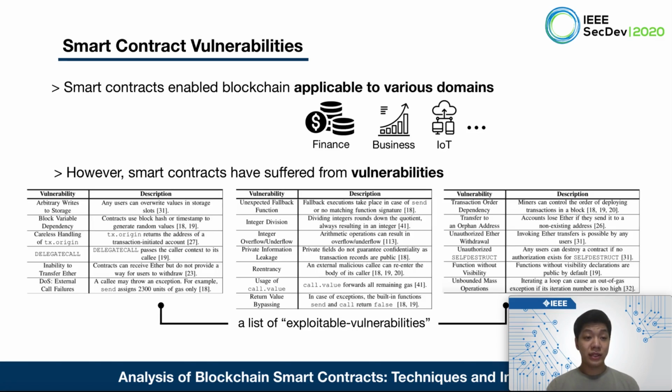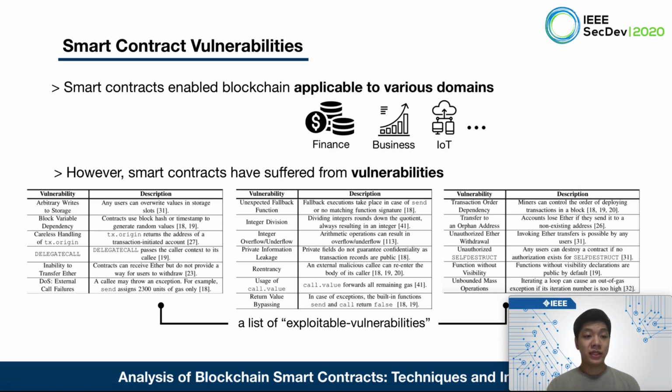While smart contracts have enabled blockchain to be applicable to various domains such as finance, business, and IoT, they have suffered from a variety of security vulnerabilities. Out of many known vulnerabilities, this table presents so-called exploitable vulnerabilities. These are the ones that have already been exploited or known to be exploitable.